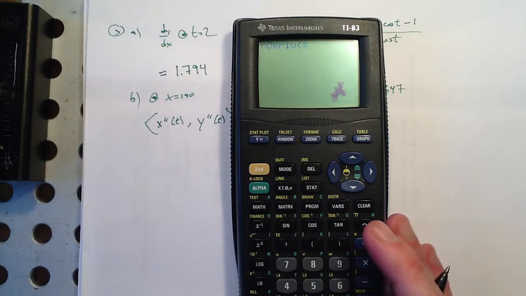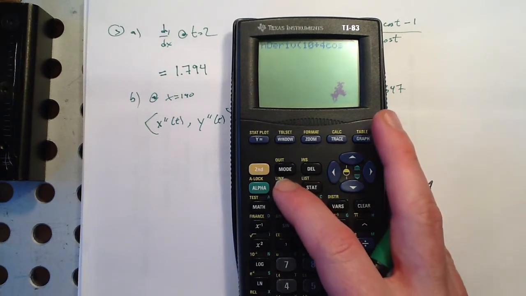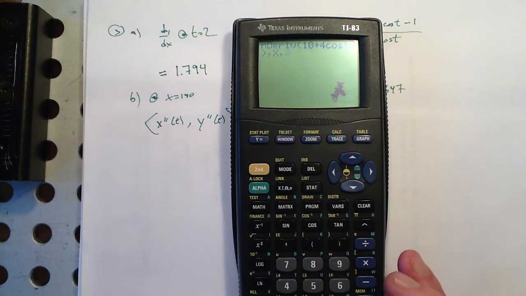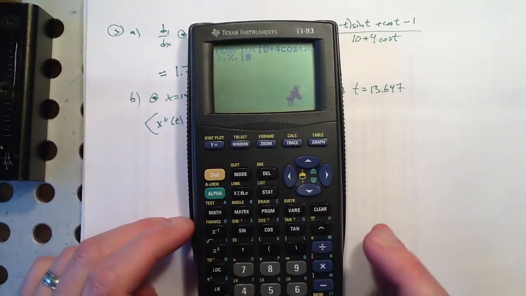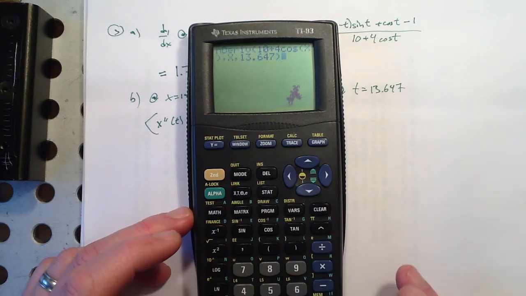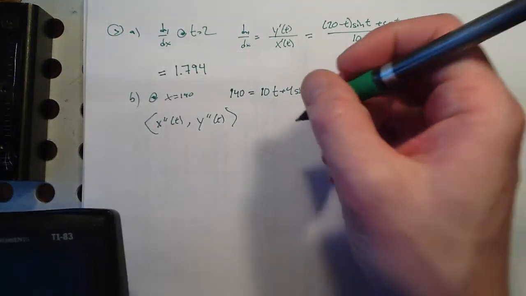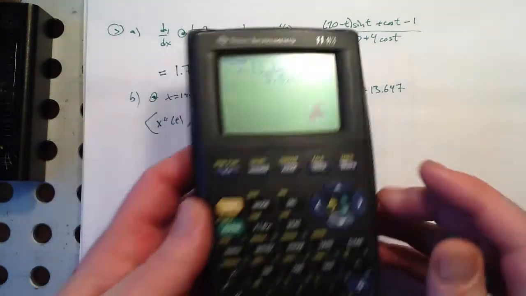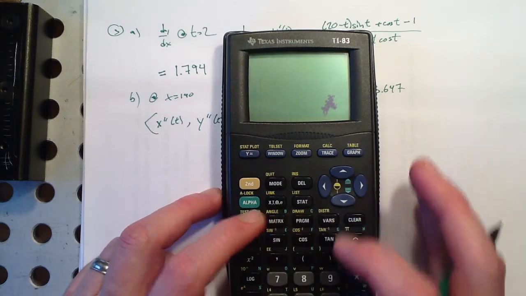I want to know what's the derivative of 10 plus 4 cosine x, comma x, at, what are we supposed to plug in here? At time, I found the time right here, right? 13.647. That's negative 3.529. And then what is math 8?